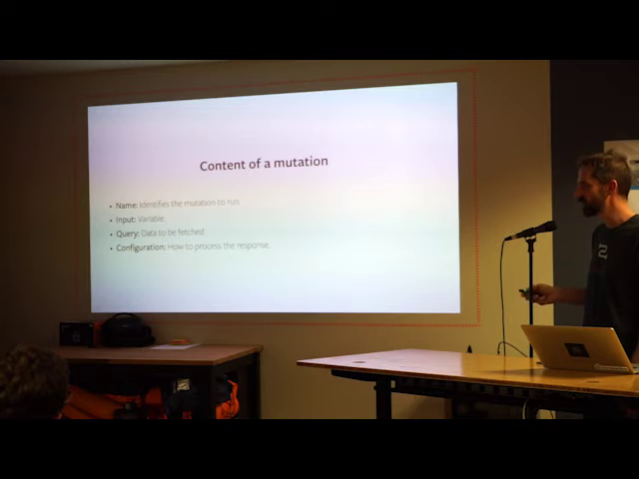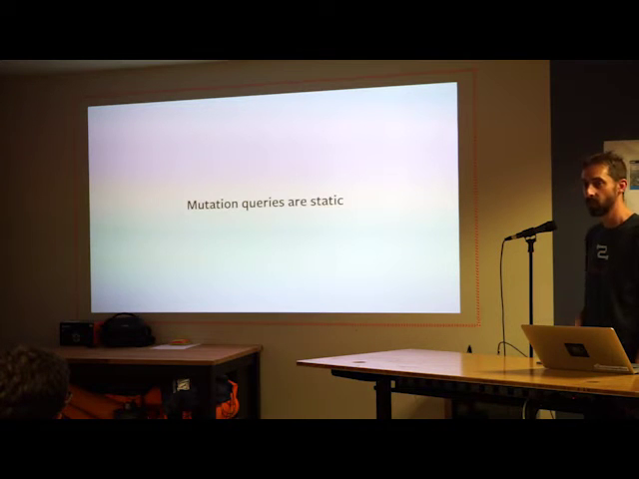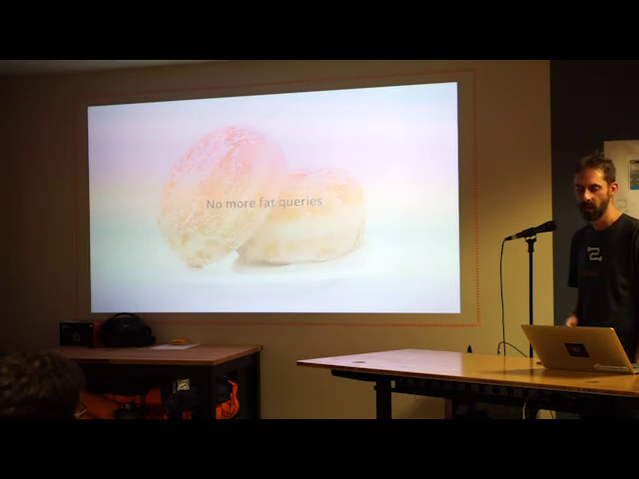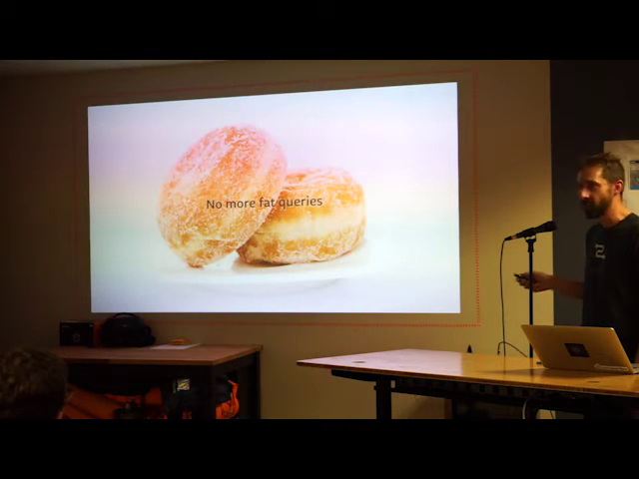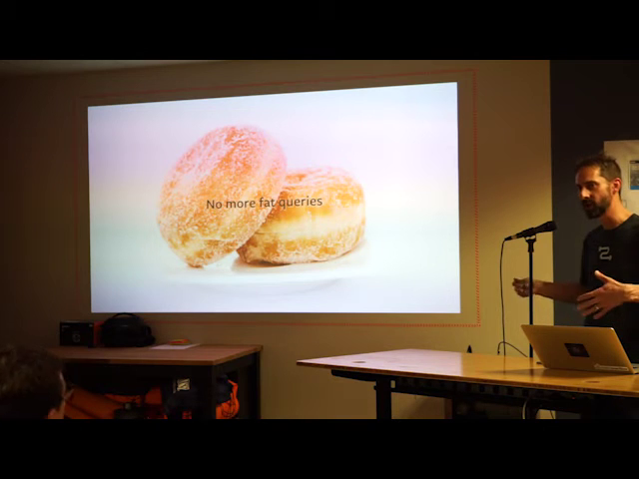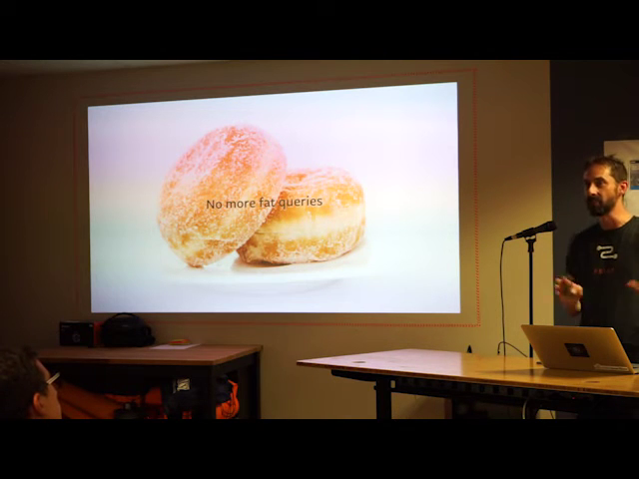So a lot of this stuff was awkward in Relay 1. Let's look at what it's like in Relay 2. Well, in Relay 2, just like everything else, mutation queries are totally static. We don't have fat queries anymore. Fat queries was this really clever idea in Relay 1 that basically corresponded to all of the data that might change as the result of a mutation occurring.